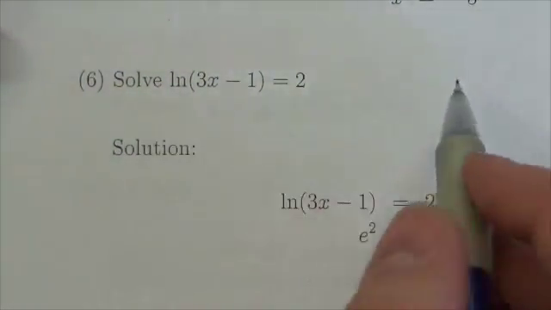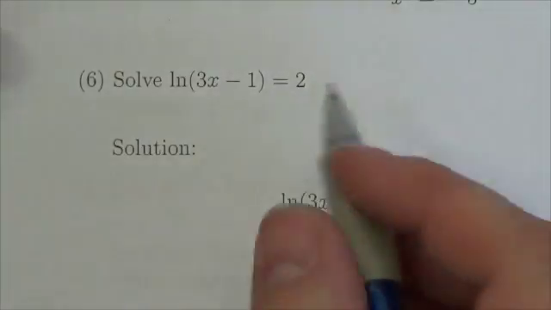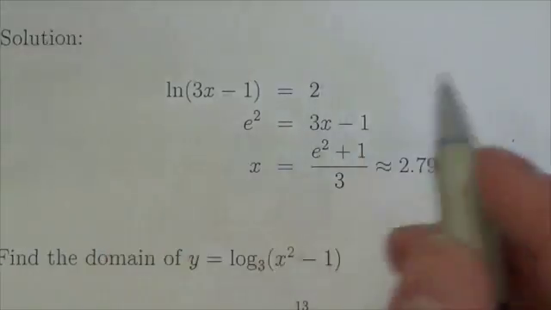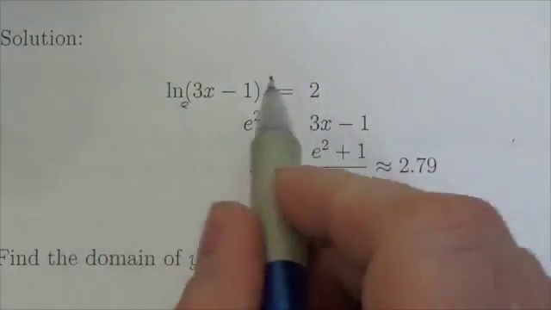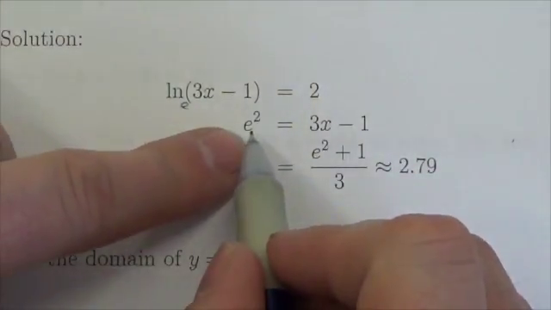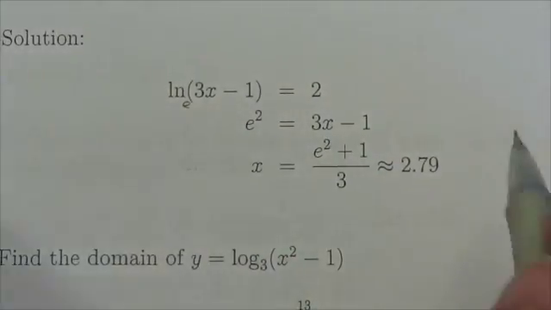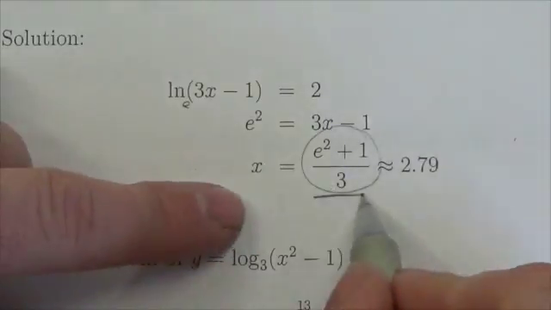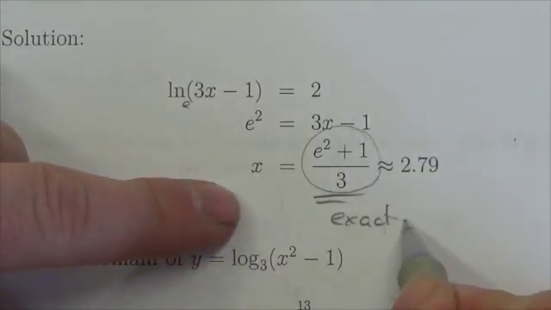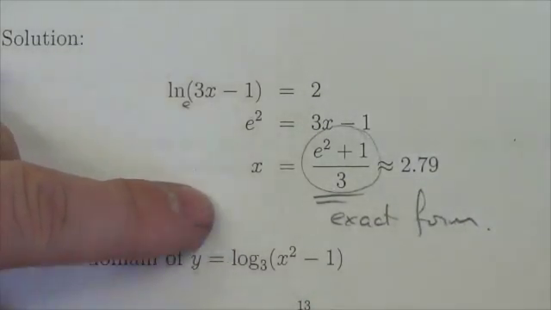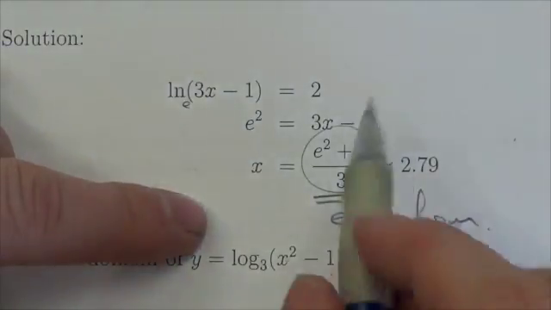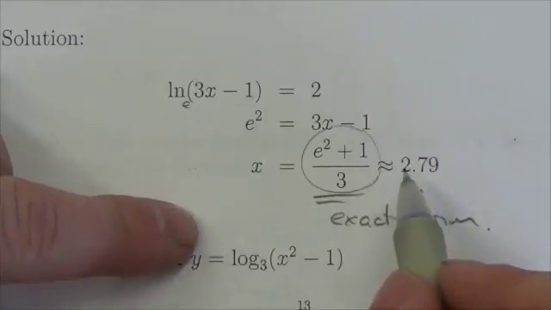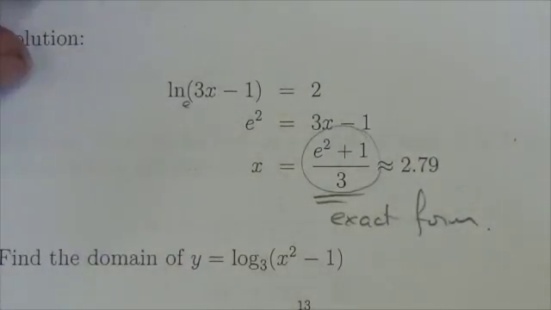Solve. The natural log of 3x minus 1 is equal to 2. Again, what we want to do here is get used to converting forms. This is base e, so this becomes e squared is equal to 3x minus 1. So add the 1 to both sides, divide by 3, and we get this. This is the exact form. So if you were asked to do this on an exam and give the answer in exact form, that's where you would stop. Okay? But if you go to your calculator, you'd see that that's approximately equal to 2.79.